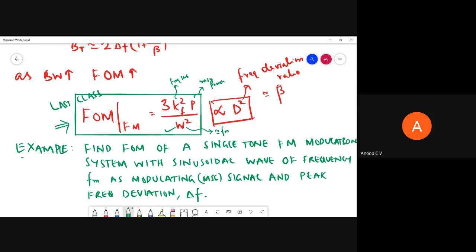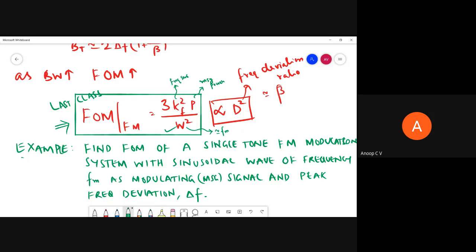So in this class, we'll solve an example, or I'll take it as a general case, and we'll solve it like a derivation, but you can expect specific numerical problems from this also. We'll try and find the figure of merit of a single tone FM modulation system with a sinusoidal wave of frequency fm as the modulating signal, and the peak frequency deviation is delta f.